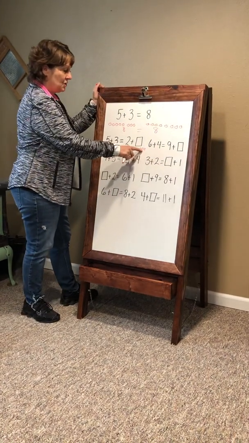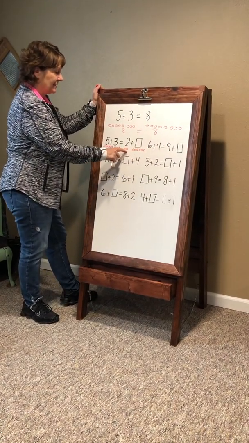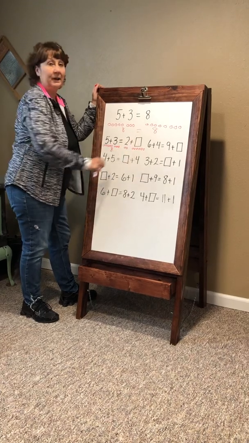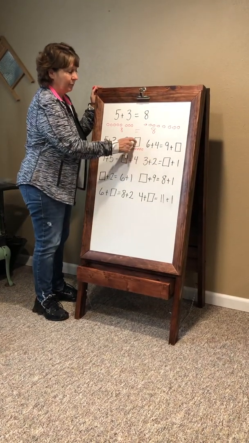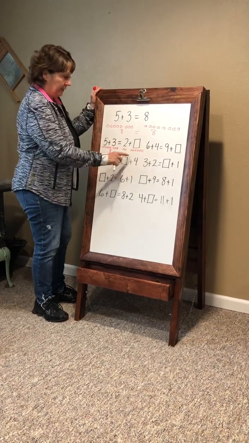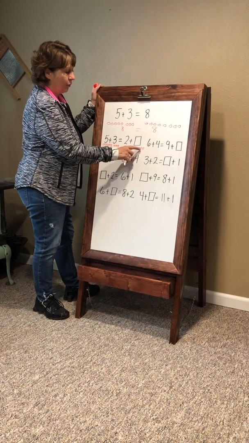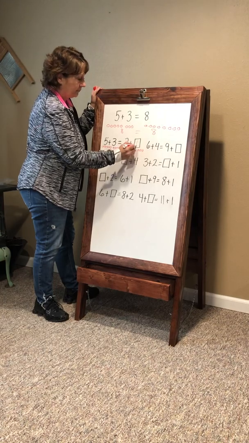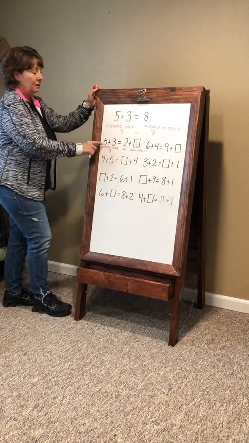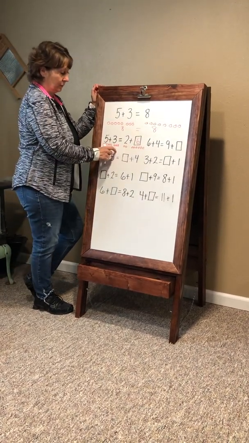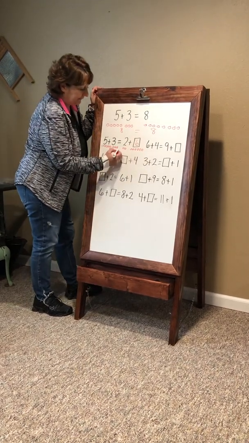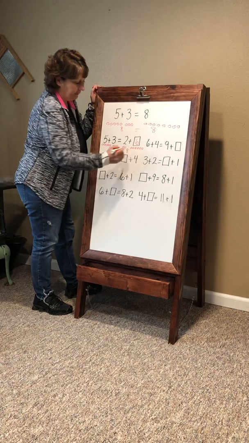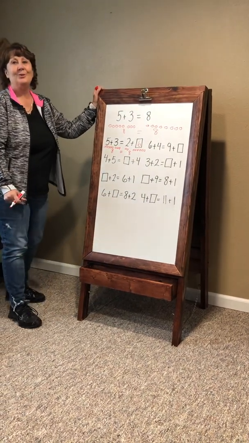Now we have 1, 2, 3, 4, 5, 6, 7, 8, but we know we've already got 2 of them on this part. So this is what the missing number is. 1, 2, 3, 4, 5, 6. So now we know that 5 plus 3, which equals 8, and 2 plus 6, which equals 8, because 8 is equivalent or equal to 8.